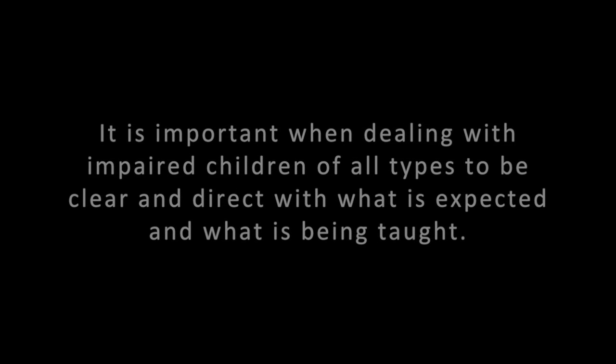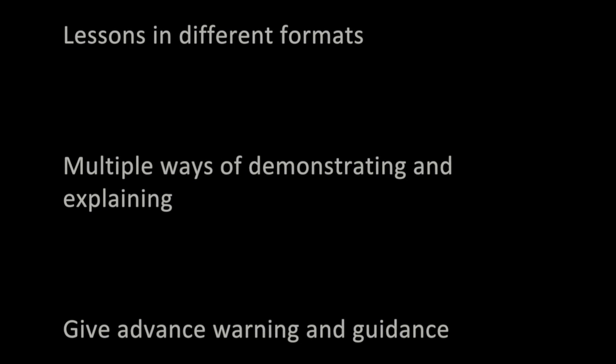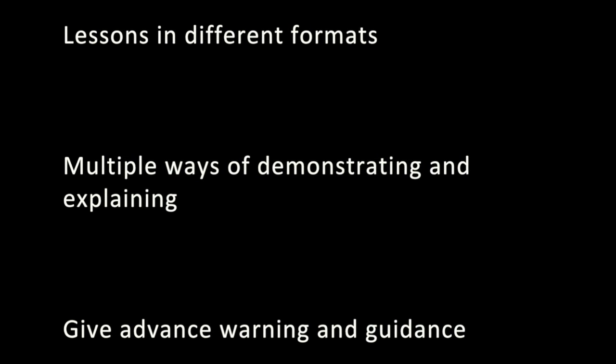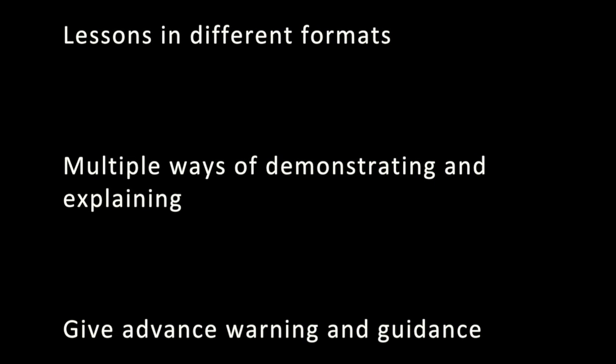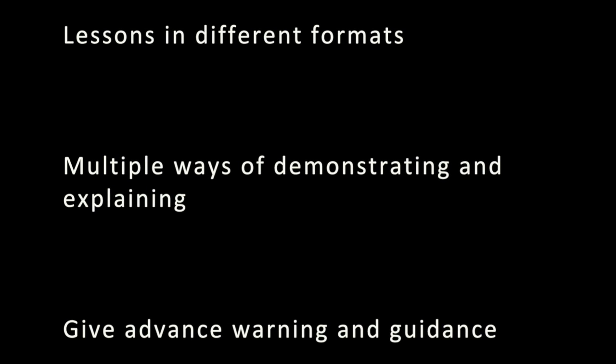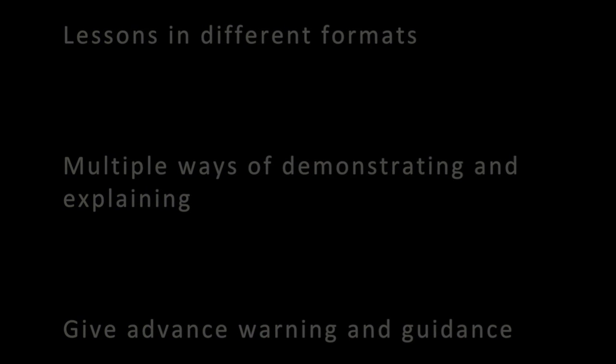The second basic that we talked about is the importance when dealing with impaired children of all types to be able to be clear and direct with what is expected and what is being taught. Some examples of these clear lesson types are lessons in different formats, multiple ways of demonstrating and explaining, and giving advance warning and guidance. Different format examples include things like audio aids, which include things like a tape recorder, and also visual aids, which include things like a poster board.